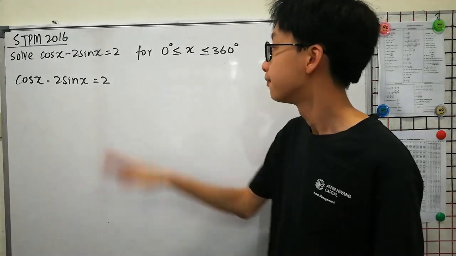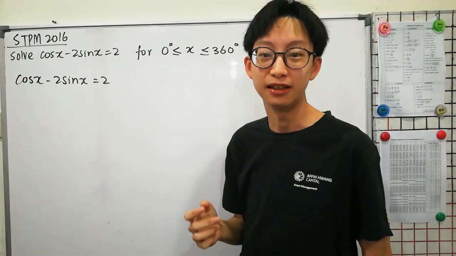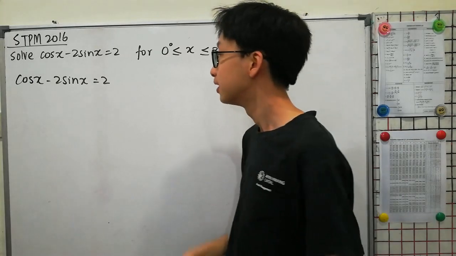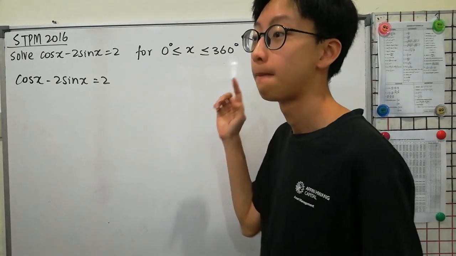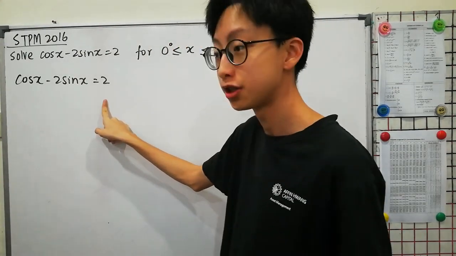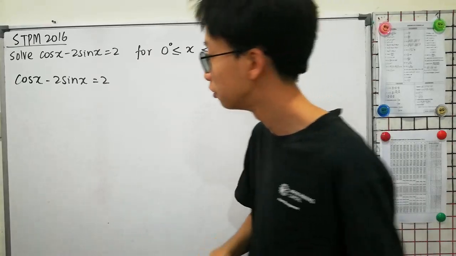But what if this kind of question suddenly pops up in STPM, like what happened in 2019, and they tell you that it's a kebab question? Well, the best thing you can do in STPM is a quadratic equation. So you need to somehow make this into a quadratic equation, whether in terms of cos square x or sin square x. I'll show it to you.